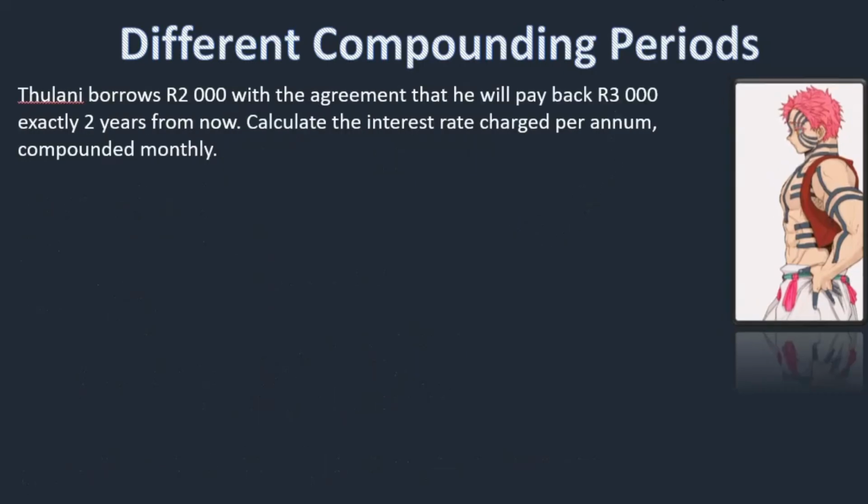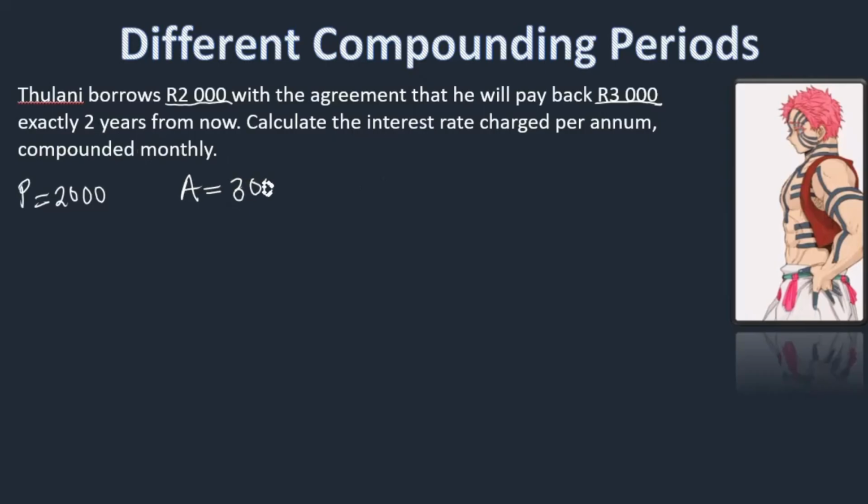Now to the next one. In this question, I have a situation of different compounding periods again. Here it says Thulani borrows 2,000 with an agreement that he will pay back 3,000 exactly 2 years from now. Do you see that? He borrows 2,000 now, which means this is my P, with an agreement that he will pay 3,000 at the end after 2 years.